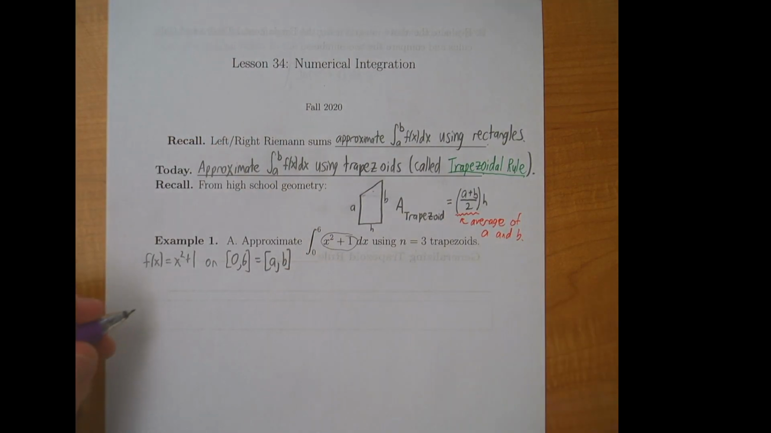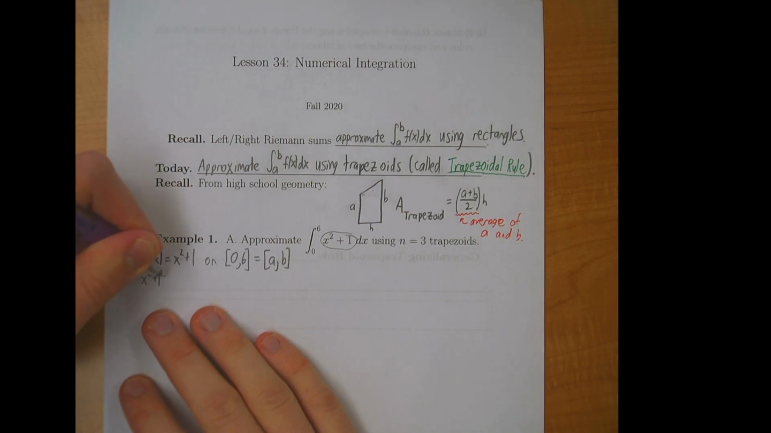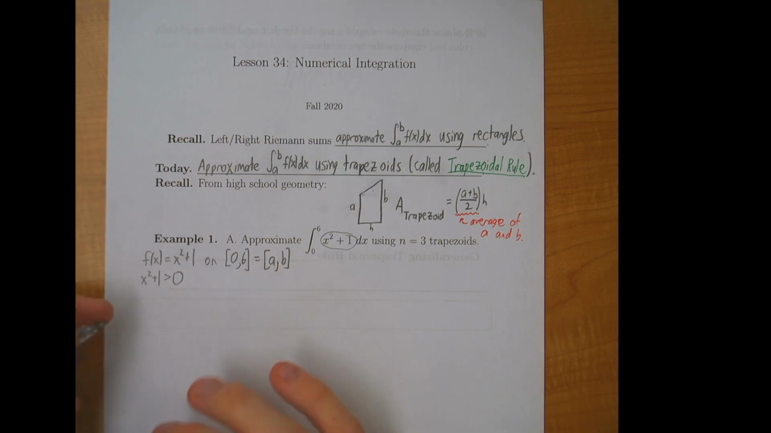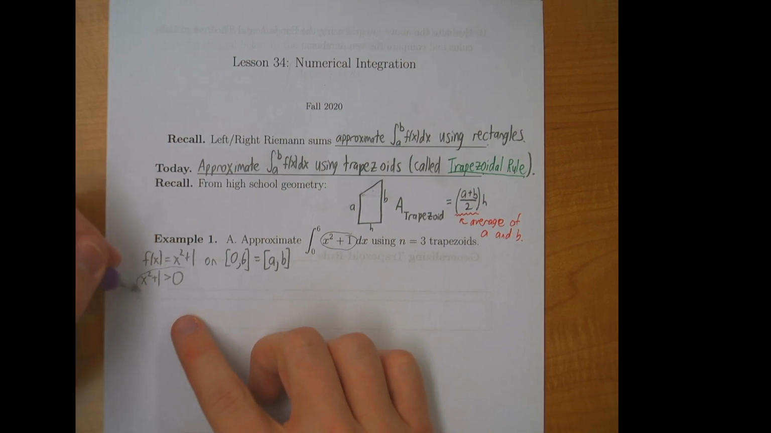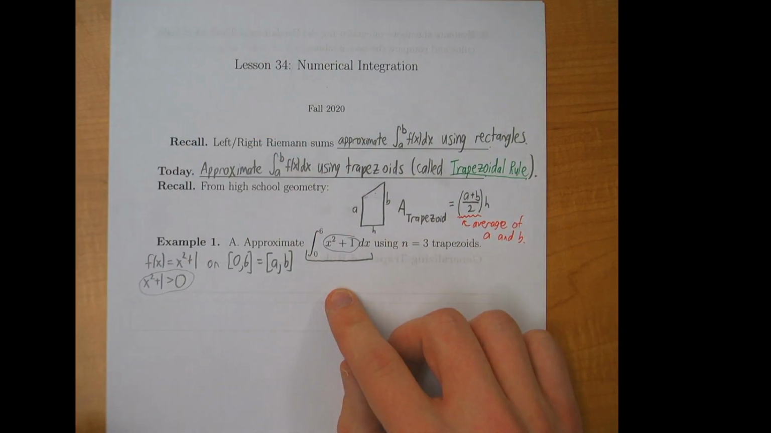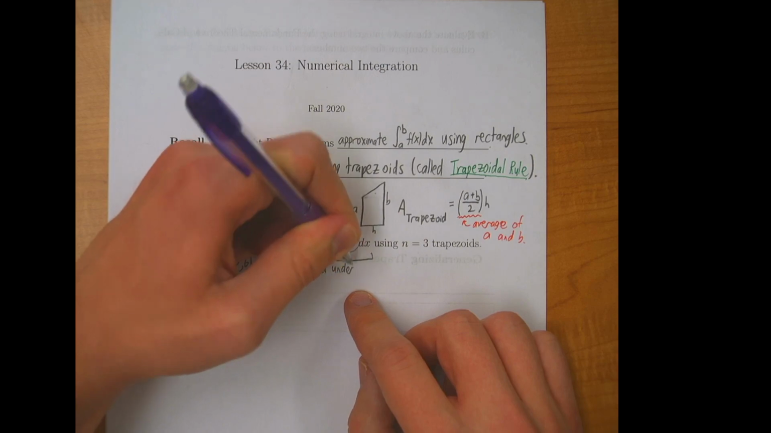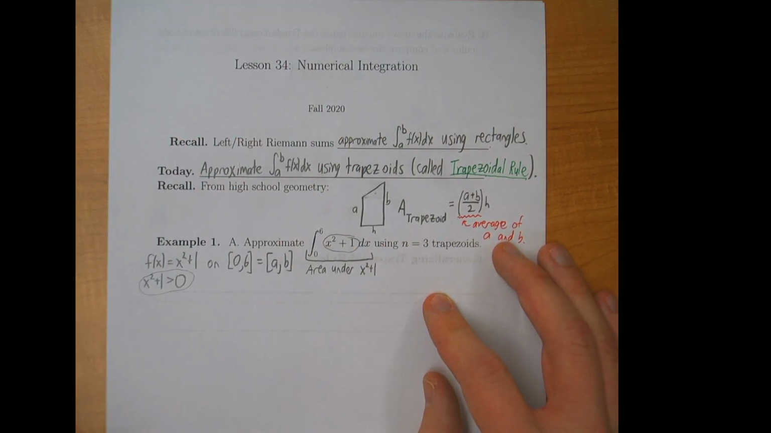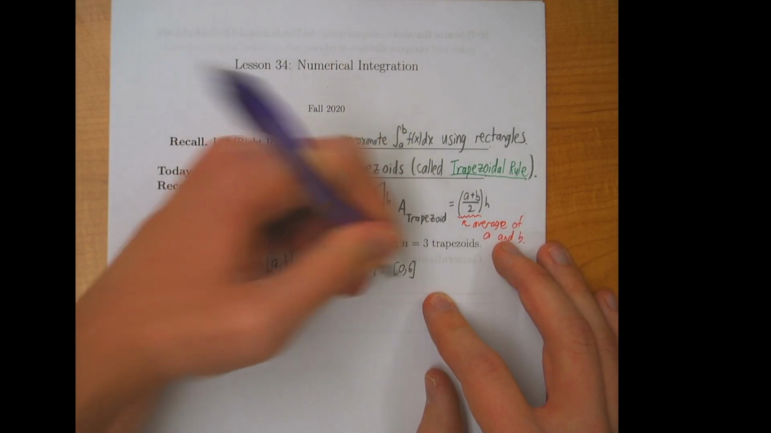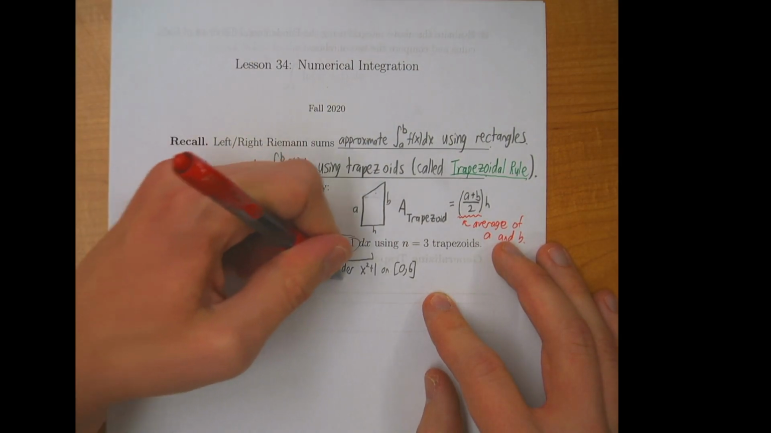One nice thing about this function is that x squared plus 1 is strictly positive. Because of this, this definite integral will give you the area under x squared plus 1 on 0, 6. So that's the importance of this integral right here.